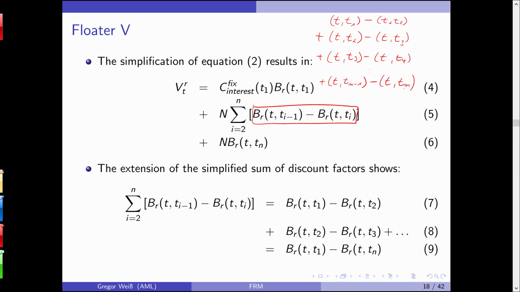You will have this, and what you can now see is that this and this is the same, this and this is the same, and so on, and in the end this and this vanishes, this plus this is 0, this plus this is 0, and you're only left with the spot rate, BRT T1 minus BRT TN.